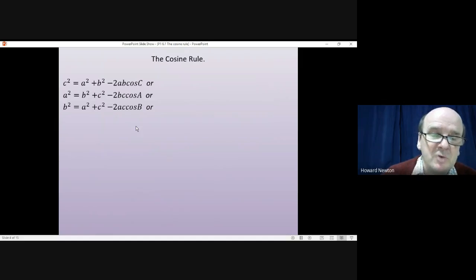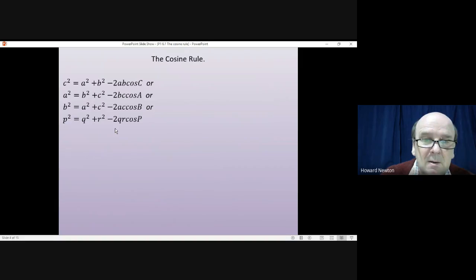Now, what I would do is try and learn the pattern. That these two ones here that are added together, they're the same two sides that come into here when you have 2ac times the cosine of b. And the side which is on its own on the left-hand side is always the same letter as the angle on the right-hand side. So that's the pattern. If you had p, q, and r, then it would be p squared equals q squared plus r squared minus 2 times the same two letters, qr, times the cosine of the letter that you began with, cos p.